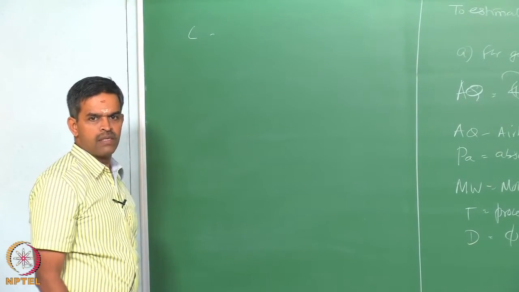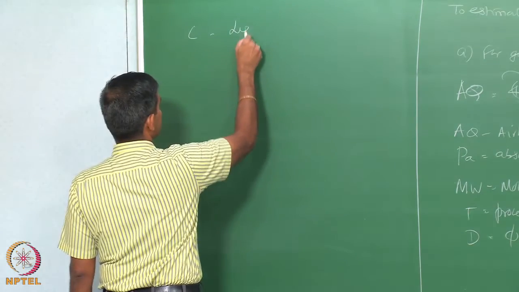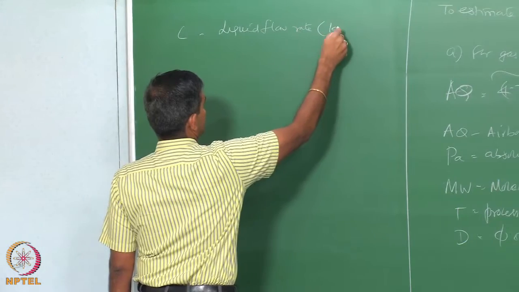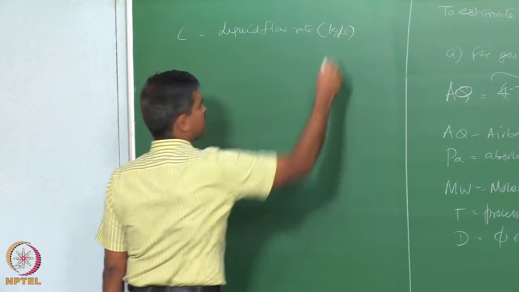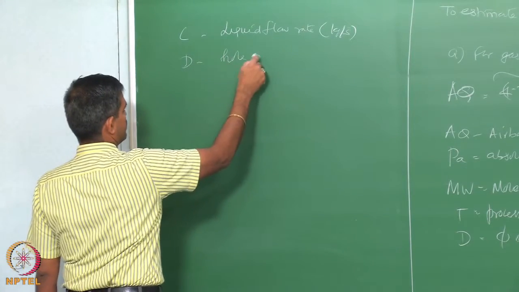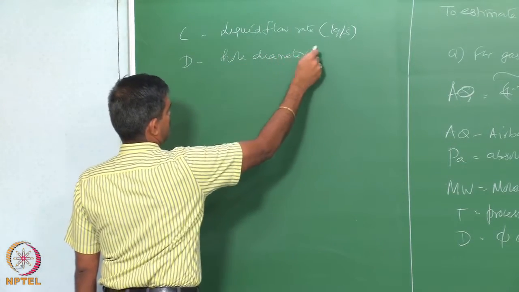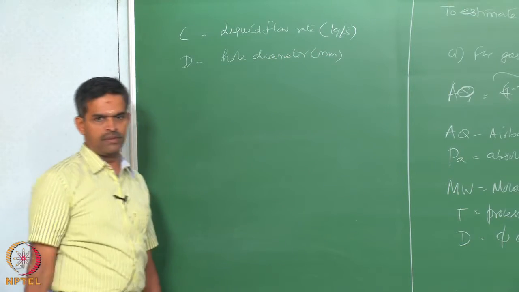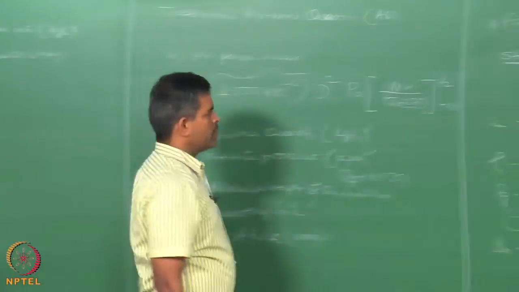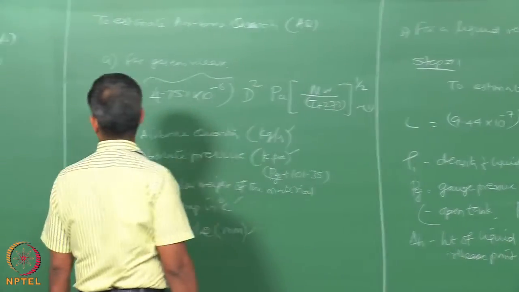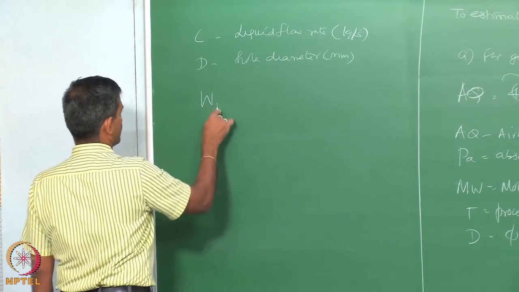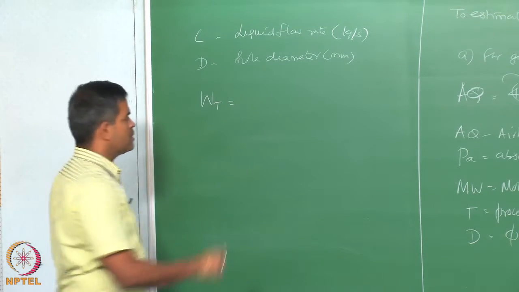L is expressed as liquid flow rate in so many kg per second, and of course, d is the hole diameter in millimeters. Once I know the liquid release estimate, which is the liquid flow rate from equation 2, I can compute then what we call Wt, which is 900 into L.